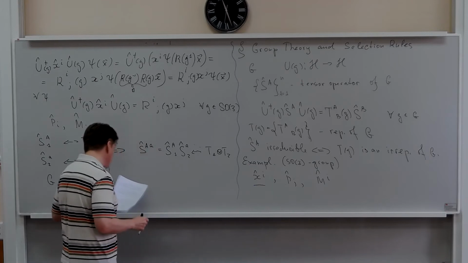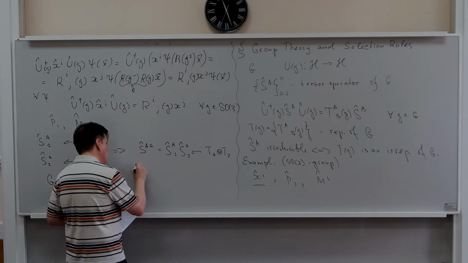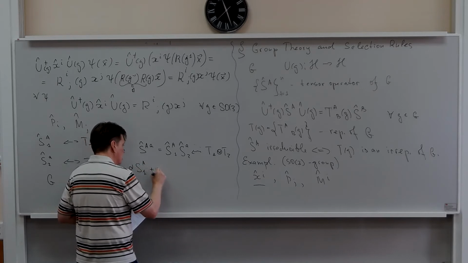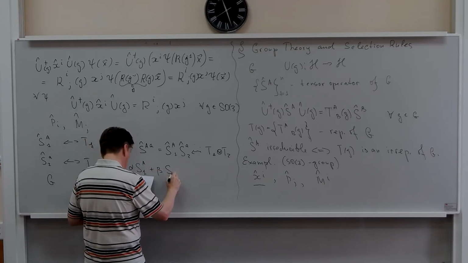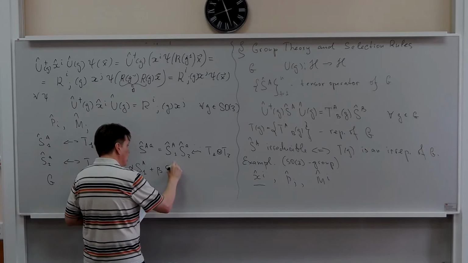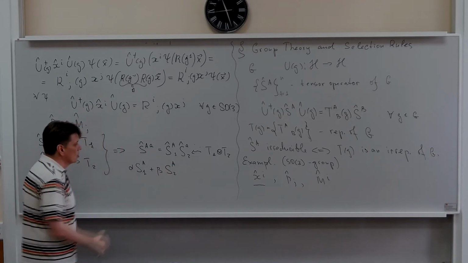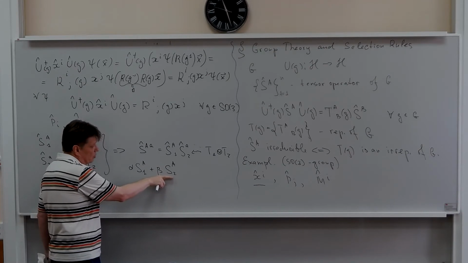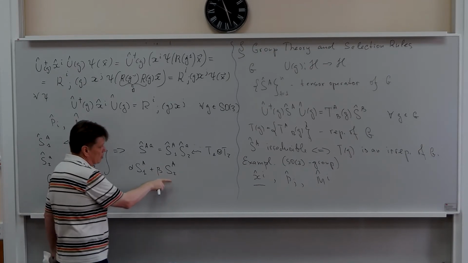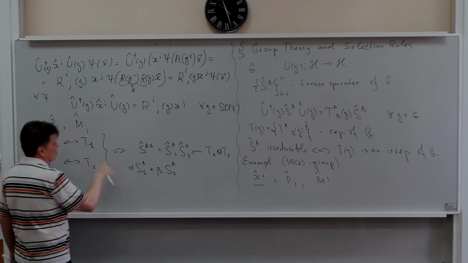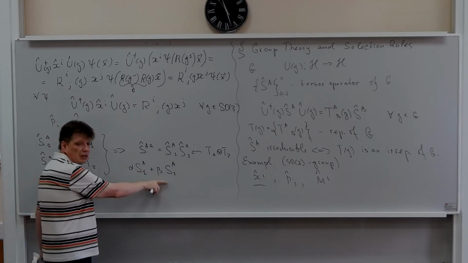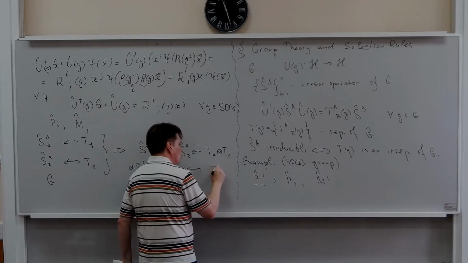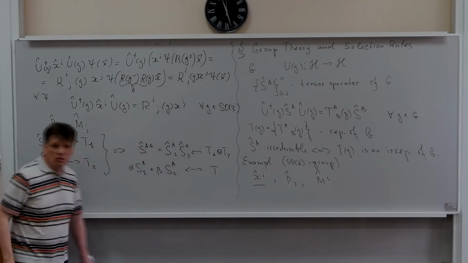It is also clear that any linear combination of two tensor operators S1 and S2, which transform according to the same representation T, is again a tensor operator for the representation T.